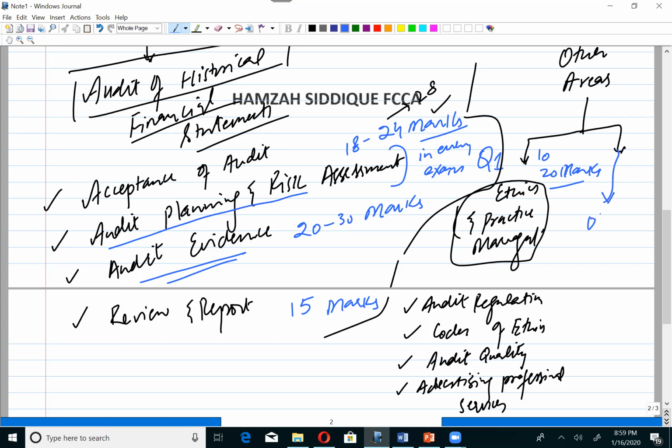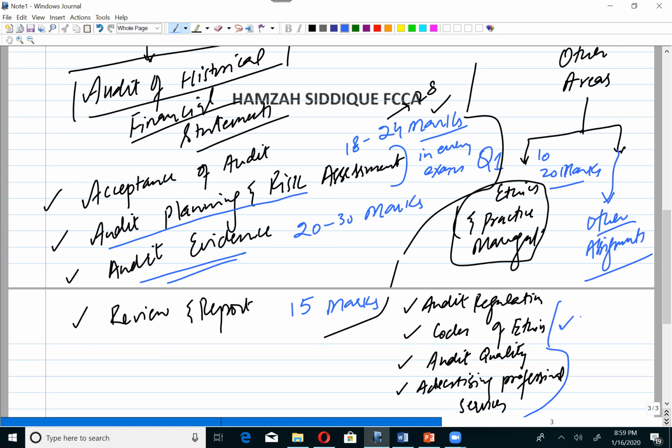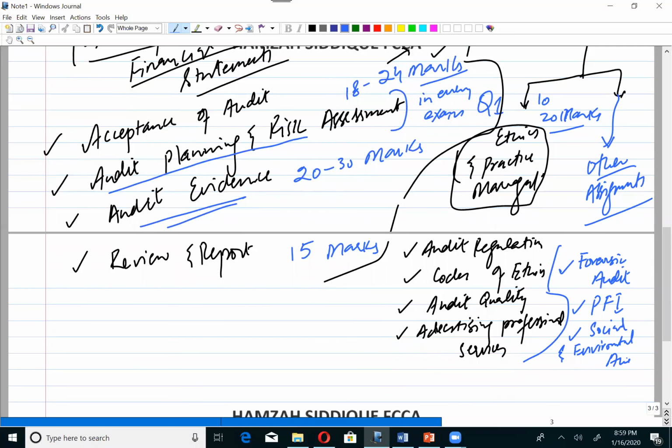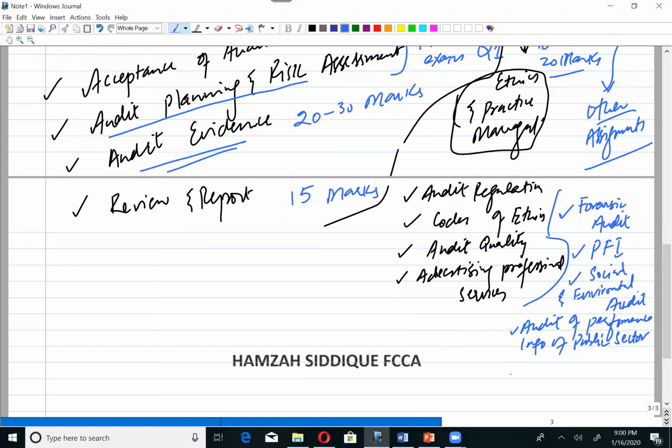Next is other assignments. What are other assignments? First of all, forensic audits. Second is PFI as a topic. Next is social and environmental audit. Audit of performance information of public sector. And then is due diligence.